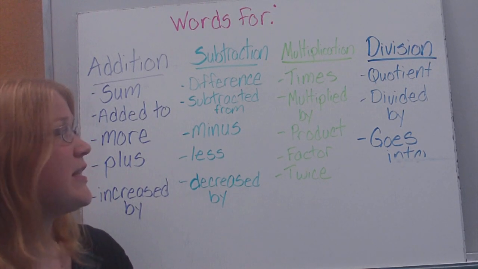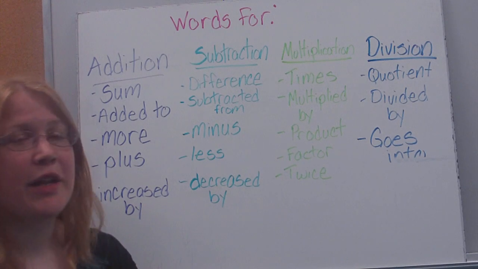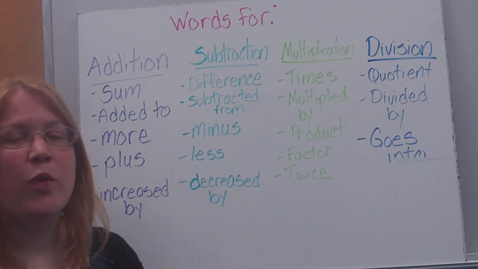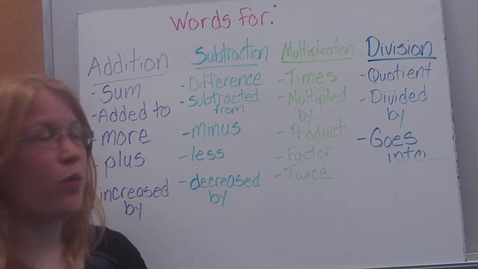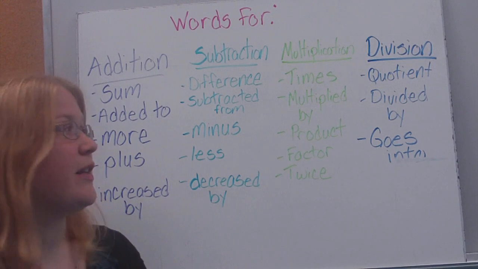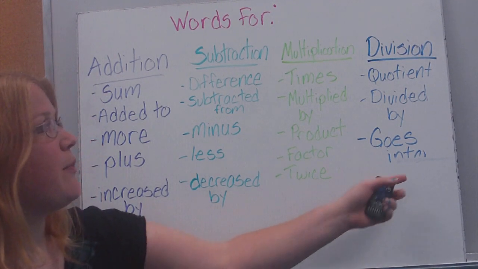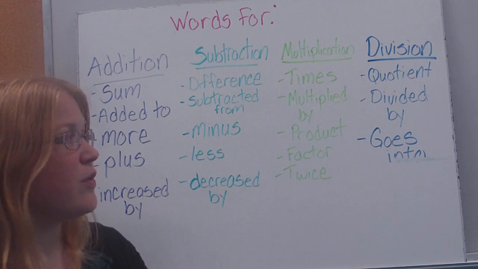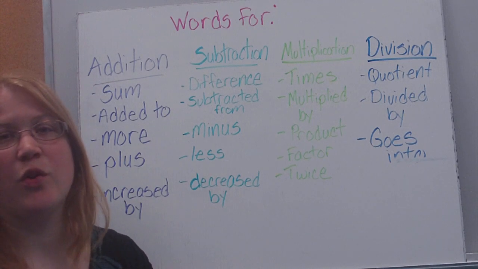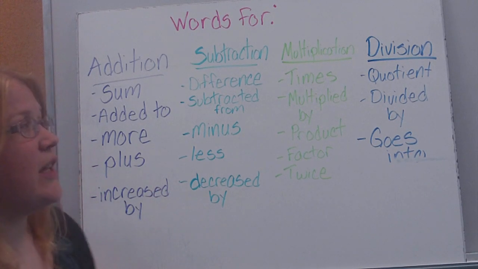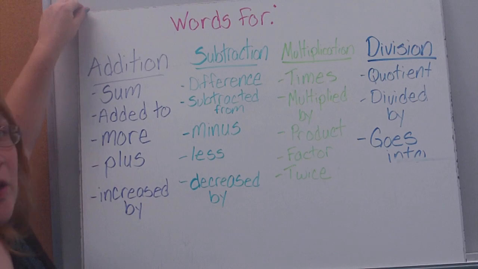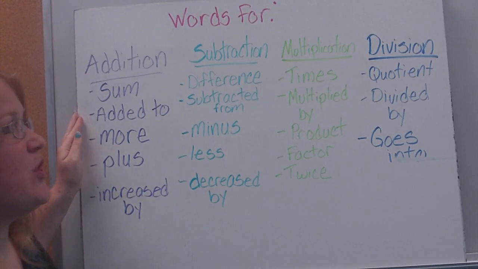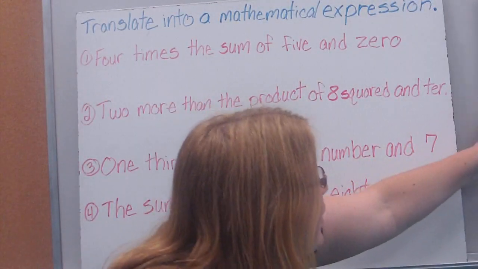Multiplication, you might hear terms like times, multiplied by, the product, the factors. The one that throws kids off a lot is twice. That just means 2 times. It'll say twice a number, 2 times a number. Division, words: quotient, divided by, goes into. Those would all be things that indicate you're going to be doing division. So we'll take a look at a few of those and take word phrases and translate them into our math phrases.